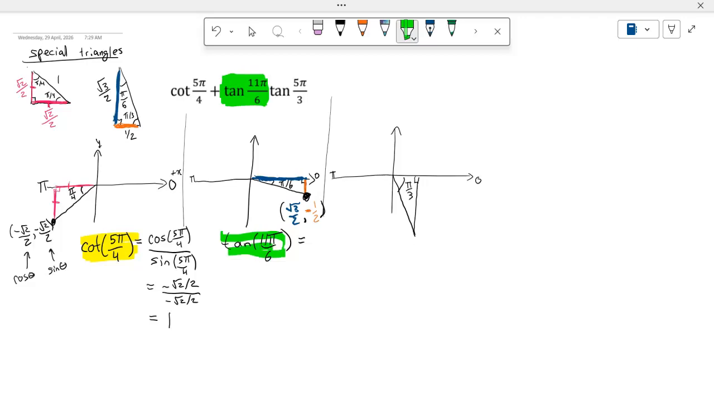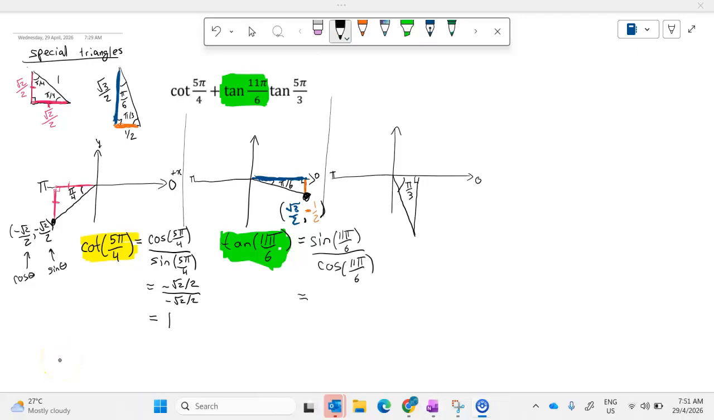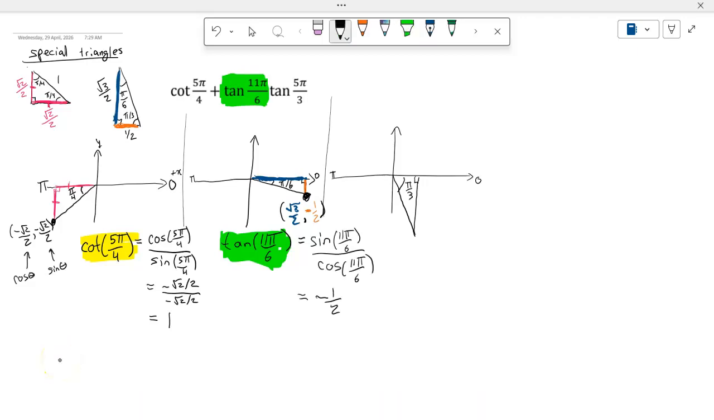So our second trig ratio. The tangent is equal to sine over cosine. Sine is my y value, minus 1/2, divided by cosine, which is my x value, square root of 3 over 2. When we divide, we multiply by the reciprocal, and we're left with minus 1 over square root of 3. You could rationalize this or leave it like this. I will just leave it like this.